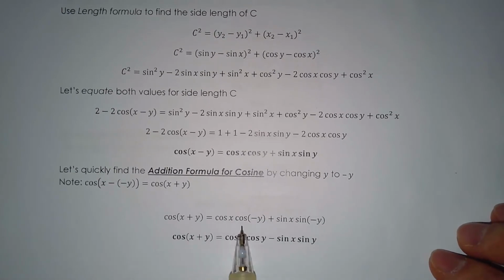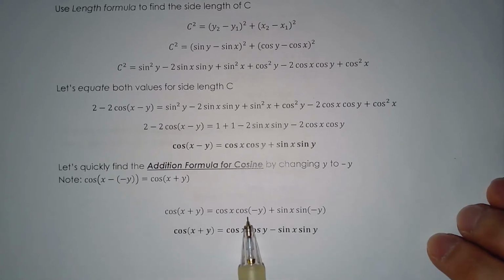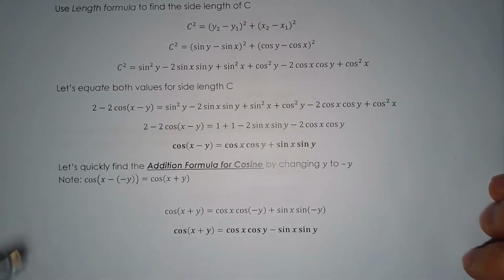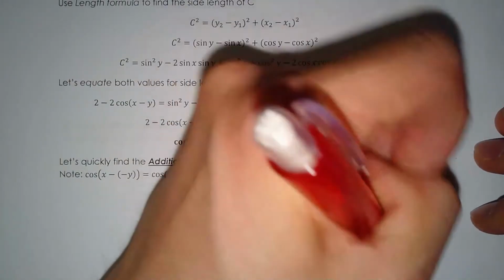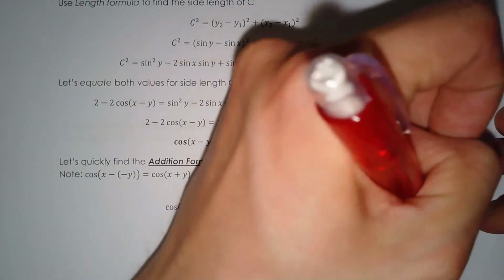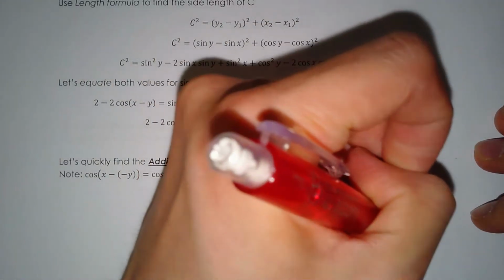Now, how come cos of negative y is equal to cos y? Let me try to refresh your memory by drawing the graph of cos y, or cos x, or just a cosine graph in general.